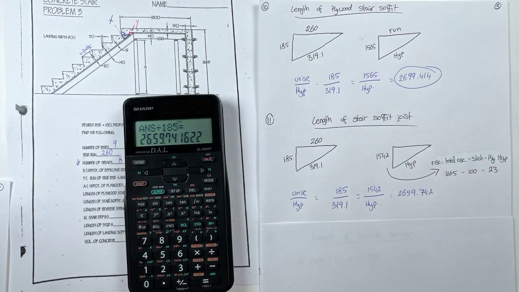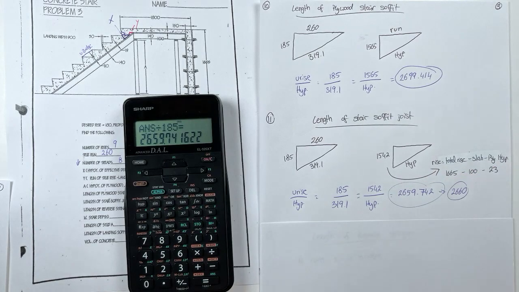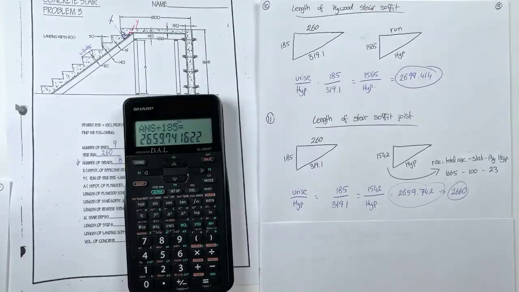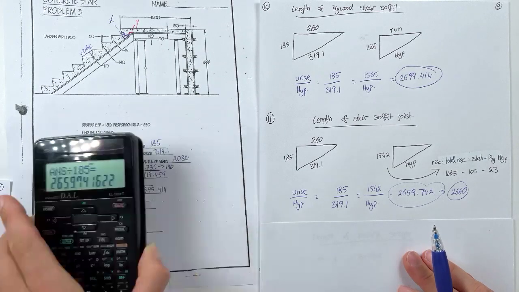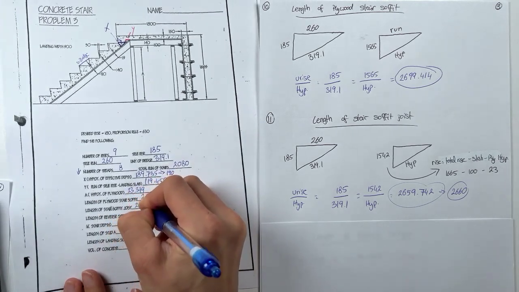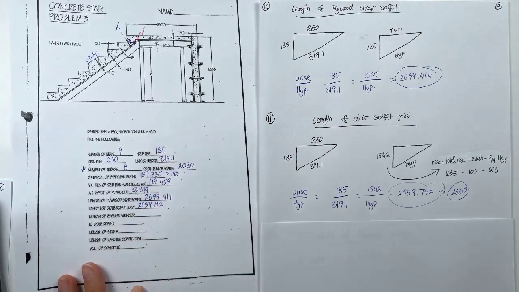2659.742. Great. Maybe we can call it 2660. Either one. You can see 2659.7, 2660. It's not that different, just a little bit shorter. Super duper.